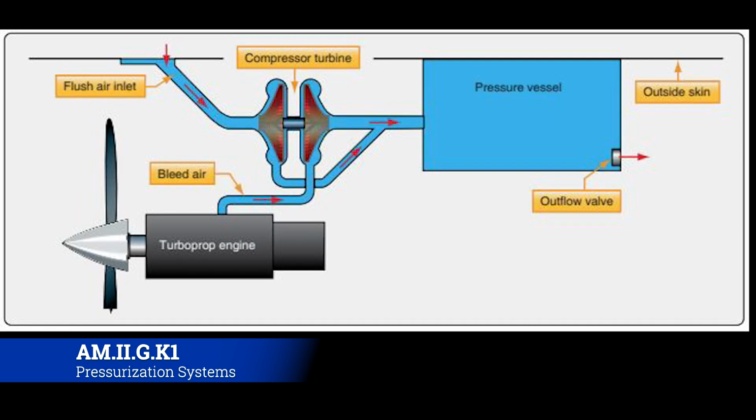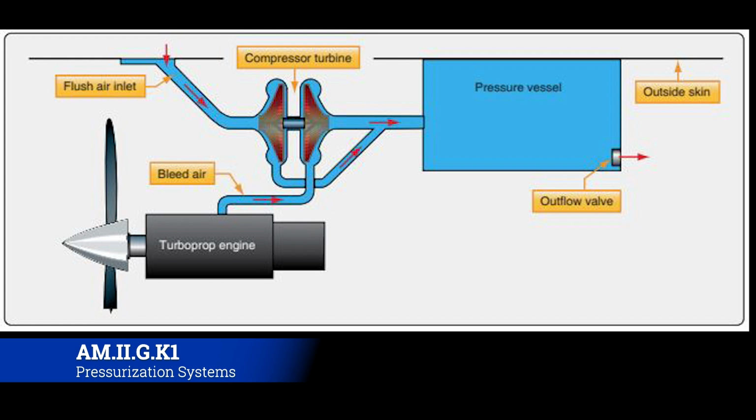Okay, so probably the more effective way to do it, because the problem with doing it the way that we just talked about is that you can only pressurize a small area. Small aircraft will have that, and they have fewer moving parts and they're simpler, so that's good. But for the majority of your larger turboprop aircraft, you're going to have a compressor to be able to effectively pressurize the space of the cabin.